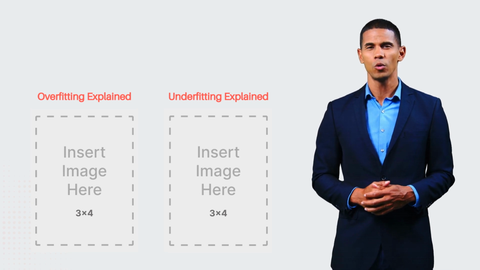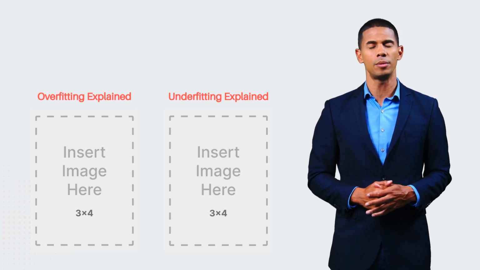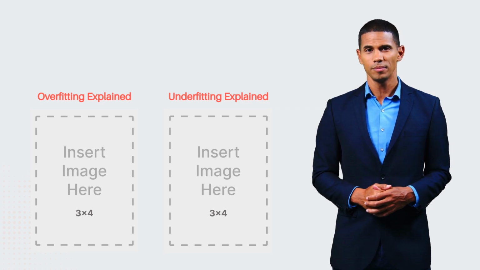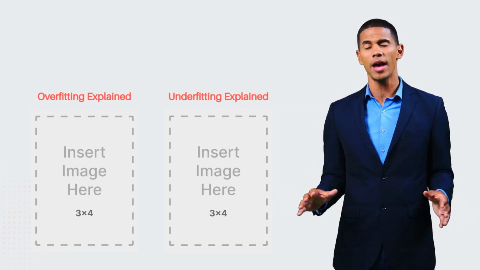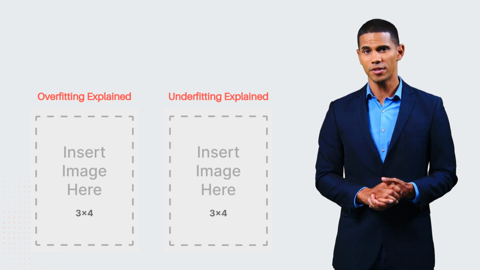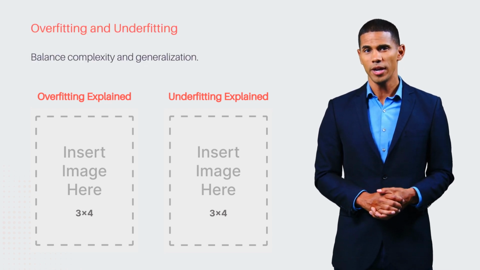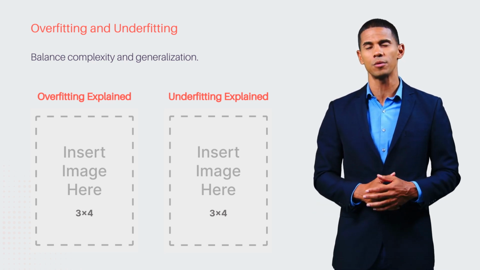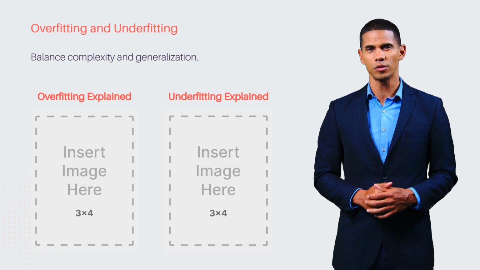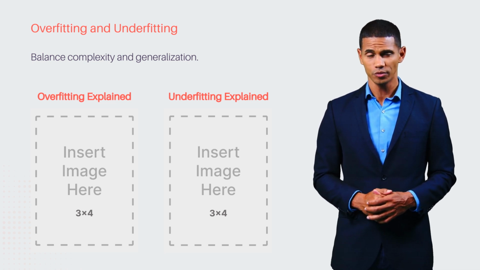Overfitting happens when a neural network memorizes training data, losing generalization. Underfitting occurs when the model is too simple to capture patterns. Techniques like regularization and dropout help balance complexity and generalization, ensuring effective neural networks. Understanding these concepts is crucial as we prepare to build our first neural network.